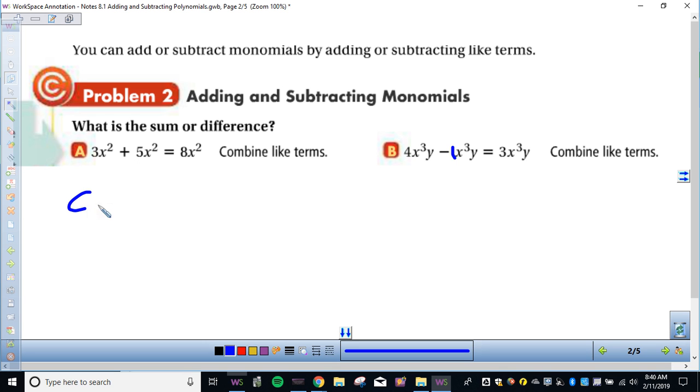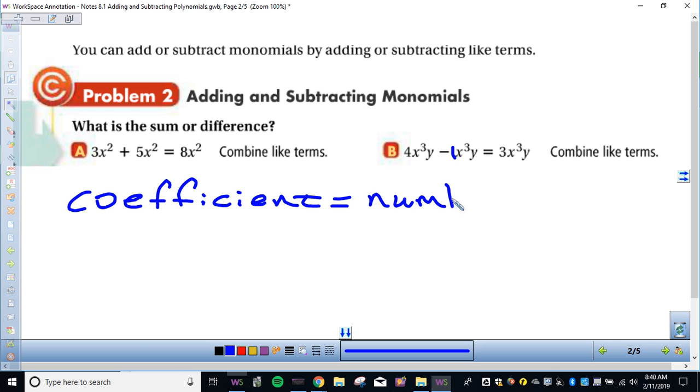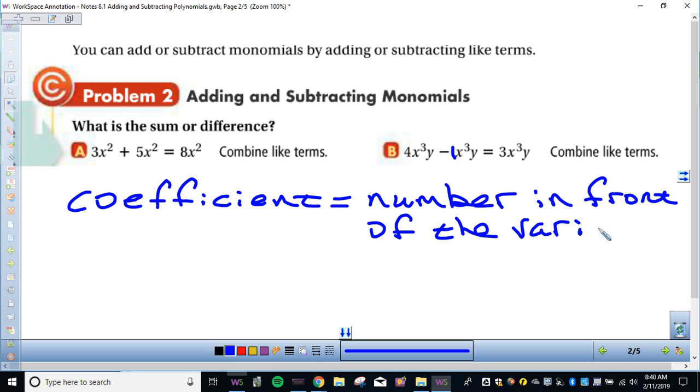So coefficient is the number in front. Wait, so after the... Go ahead. Oh, add them to this. Leave the exponents alone. Yep. Oh, shoot. So coefficient is the number in front of the variable. Wait, is this for the problem or just like that?